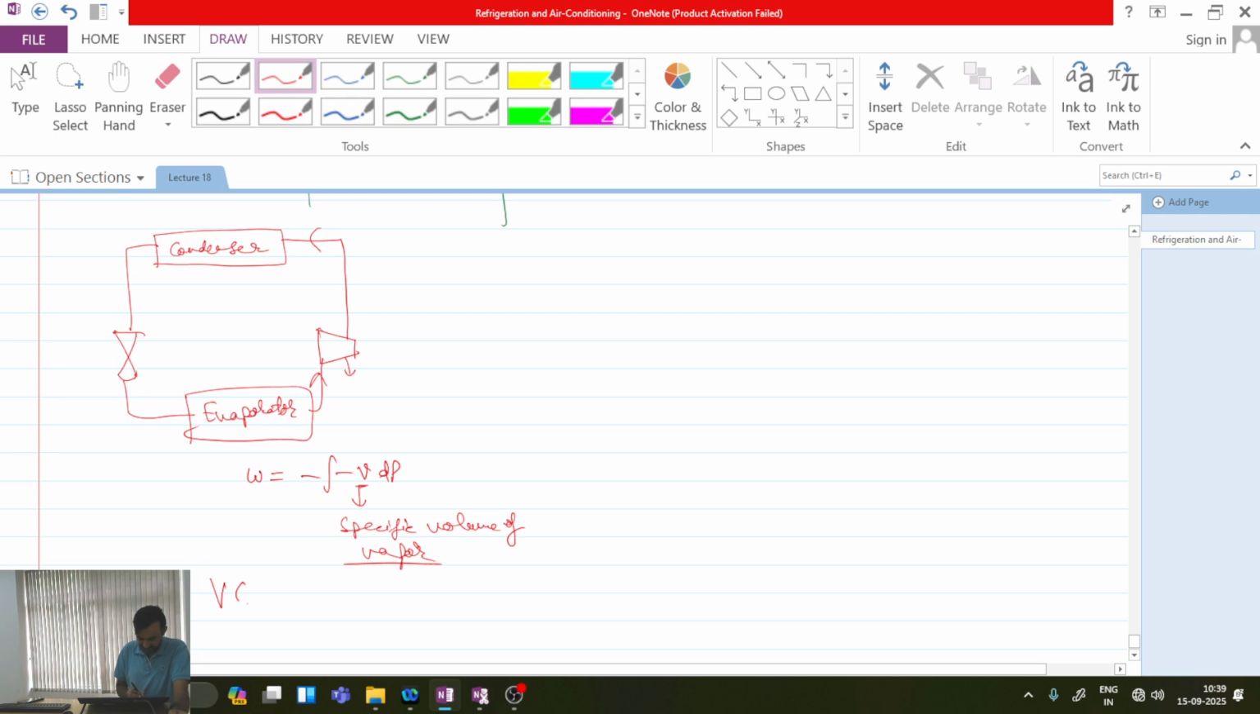So this is my VCRS. Now we will talk about another cycle which we call the VARS system. So in the VARS system I will be having a condenser. After the condenser, an expansion valve. After the expansion valve, an evaporator.